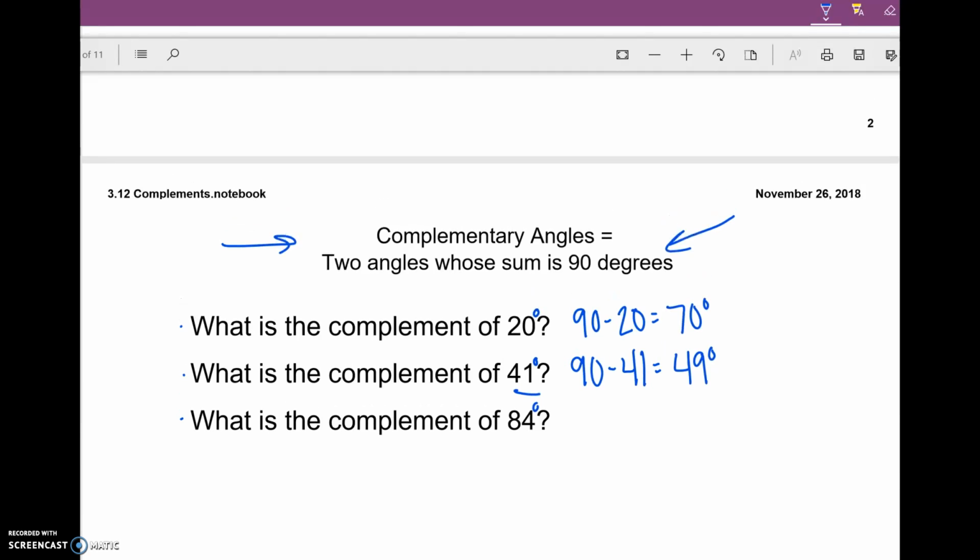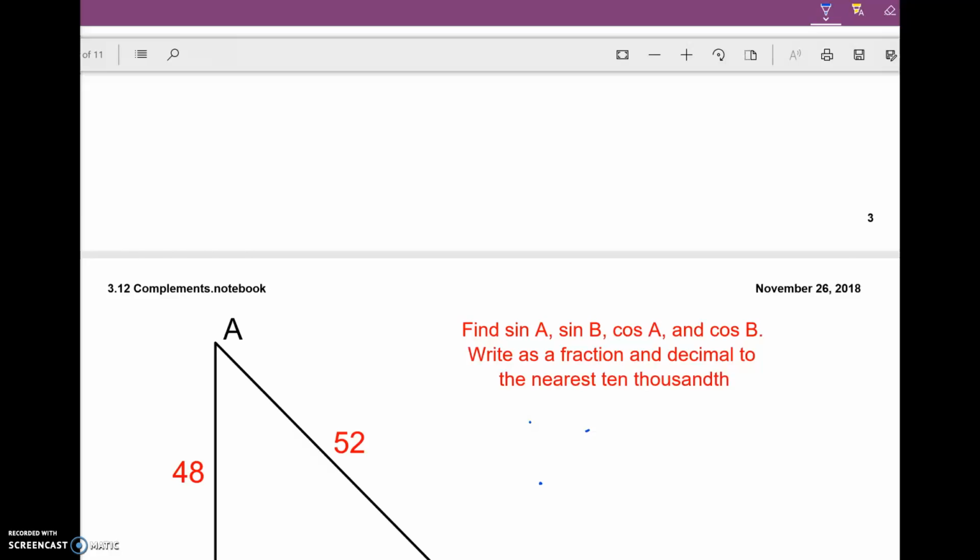And what is the complement of 84? That'd be 90 minus the 84, and we would get 6 degrees. So 84 degrees and 6 degrees are complements. Again, two angles whose sum is 90 degrees.